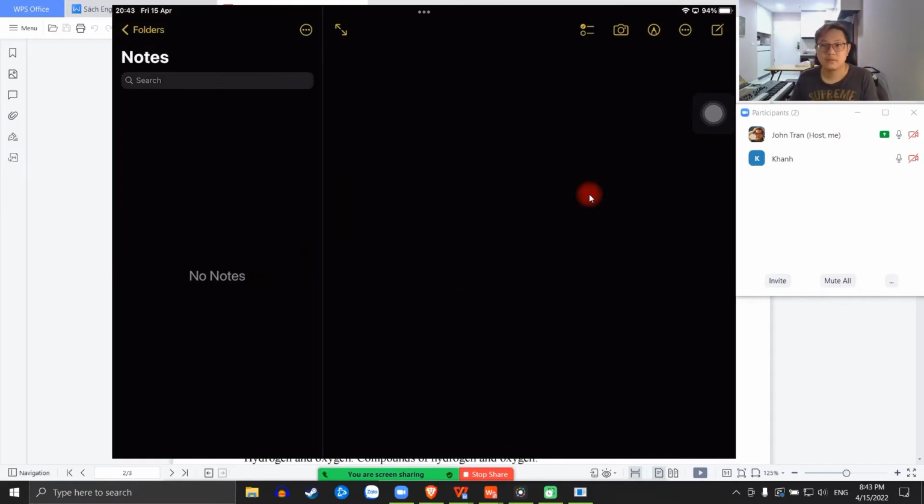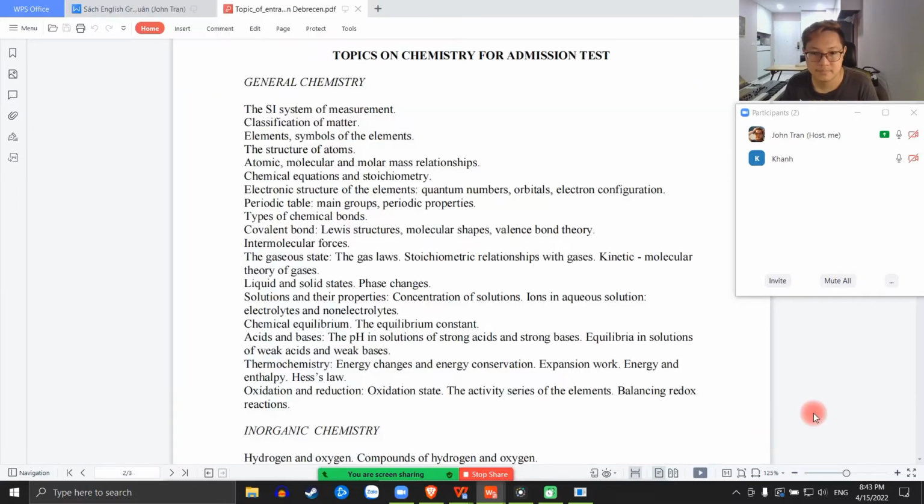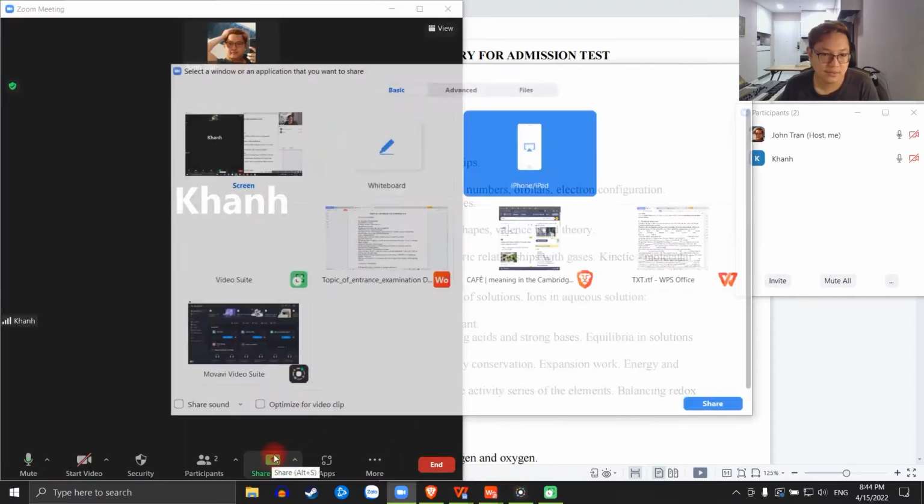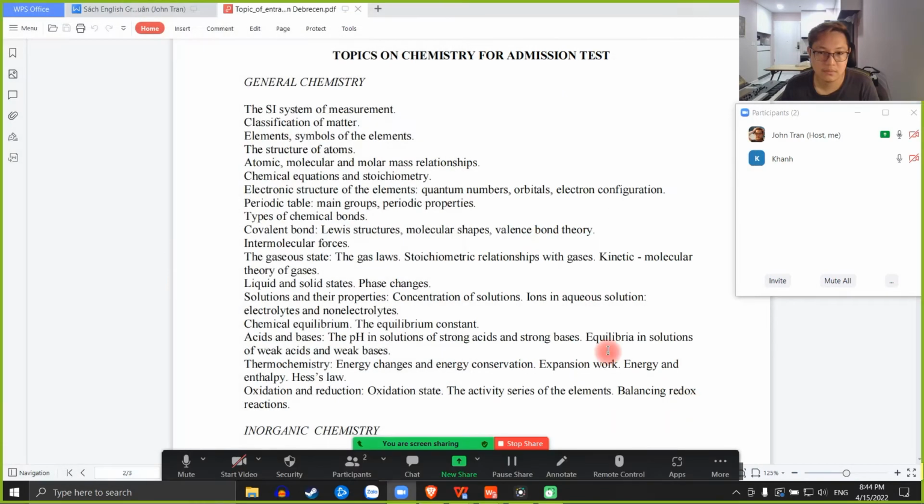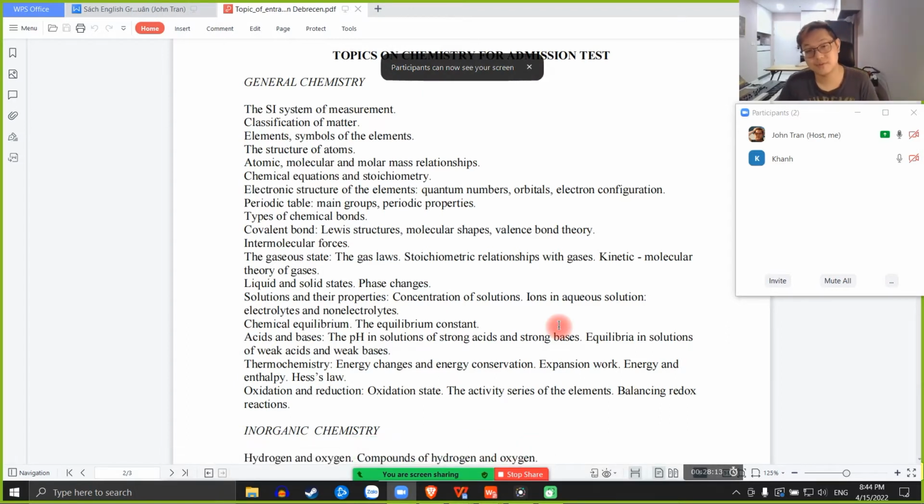Delete. Okay, let me go back to the topic list a bit. Do you still see my screen? Yep, I still see. I mean the topic list. No. No, never. Okay, I need to reshare with this one. Okay. Now, so that is about orbitals, electron configuration you need to work on, okay?